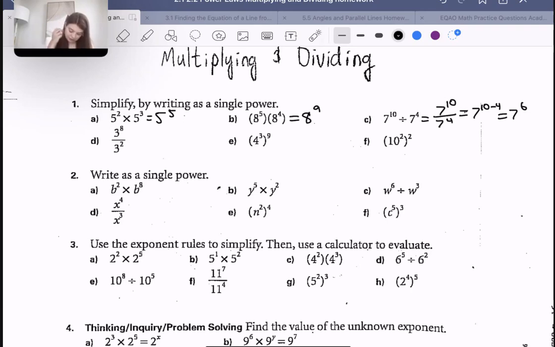The next one is 3 to the power of 8 over 3 to the power of 2, which is 3 to the power of 6, right? Because we're going to subtract them. We're going to do 8 minus 2, which is 6. Over here, we're going to multiply the exponents. So this is going to be 4 to the power of 27. And same with this last one, 10 to the power of 4, because we're going to multiply the 2 and the 2. Okay, now let's write each of these as a single power.